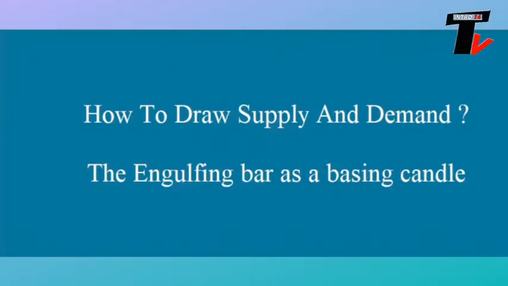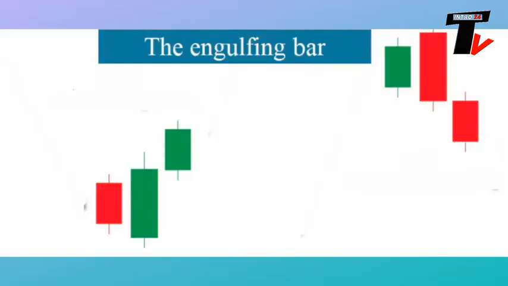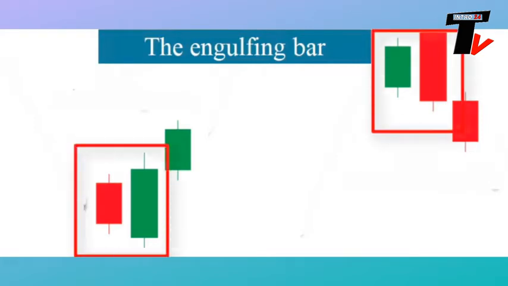Everyone, in this course we are going to learn how to use the engulfing bar candlestick pattern as a base candle. The engulfing bar candlestick pattern is formed by two candles. This pattern has a pretty easy to recognize structure. It consists of a candle which gets engulfed by the next candle, and to get a valid engulfing pattern, the first candle should completely fit inside the body of the next candle.